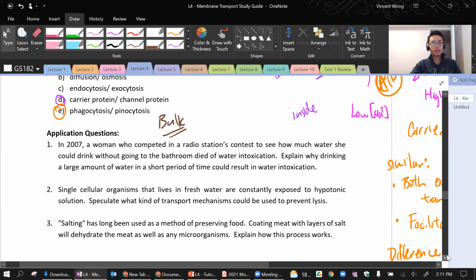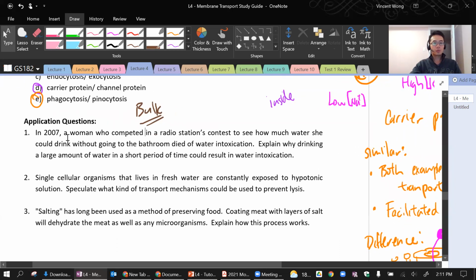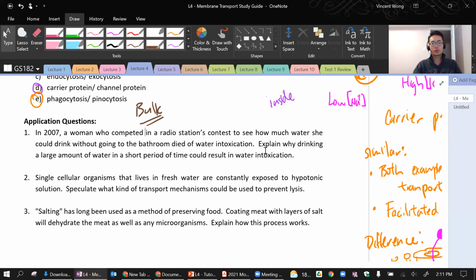Okay, let's go through the application question here. In 2007, a woman who competed in a radio station contest to see how much water she could drink without going to the bathroom died of water intoxication. Explain why drinking a large amount of water in a short period of time could result in water intoxication. It's quite straightforward. You should understand this concept quite well by now. If you drink a large quantity of water, it's going to dilute your blood.